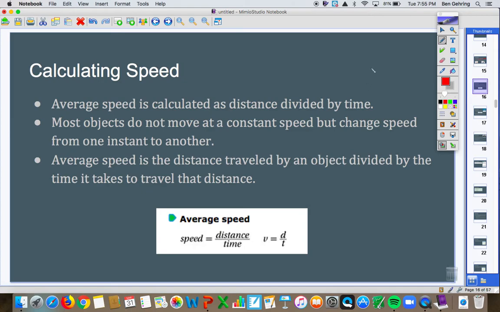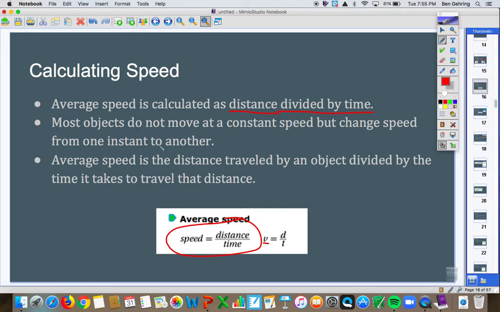Average speed is calculated, so we're taking the average speed of an object. We're looking at distance divided by time. So this is the equation that you're going to need: speed equals distance divided by time, which is shown down here. In this case, we use a V. V stands for velocity. You can use either. So speed equals distance divided by time, velocity equals distance divided by time. Remember, the only difference between the two is velocity indicates direction, or it can be displacement over time. So in this case, d would be displacement, not distance.